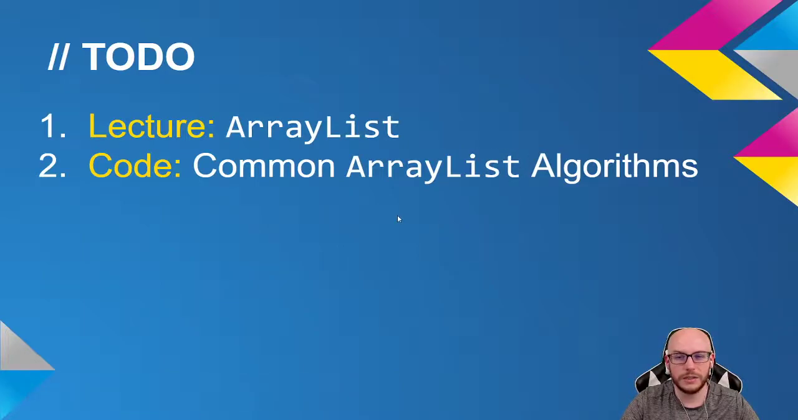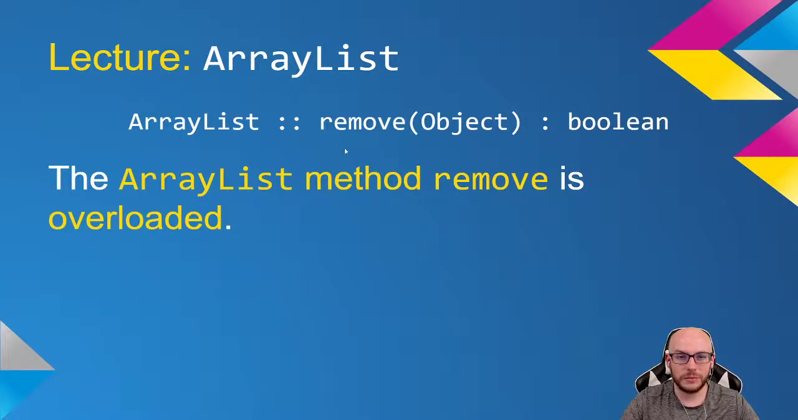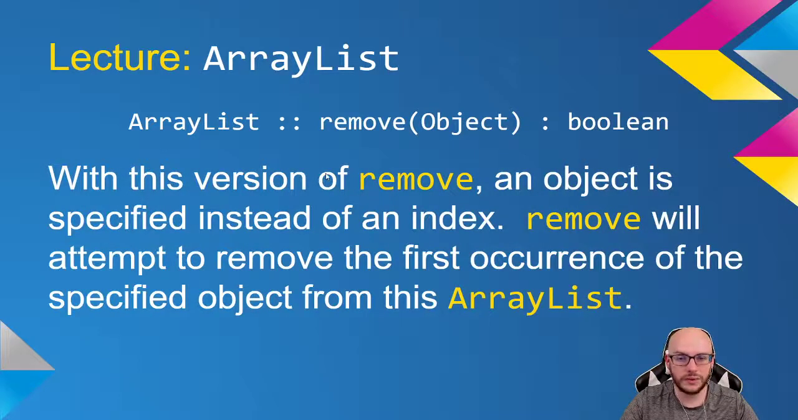We'll look at some common ArrayList algorithms. The first method I want to talk about is remove. So remove is overloaded. That's important to know, but this version, you specify the object that you want to remove. We just saw a remove that takes in an integer, right, and returns the object that it removes. That integer is the index. Here, with this remove, you're specifying an object instead of an index.